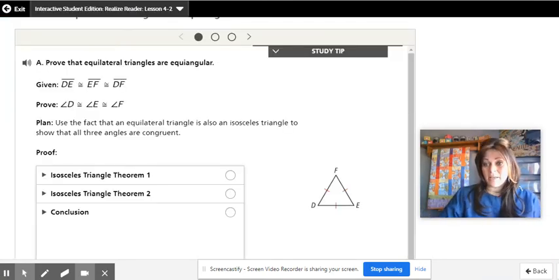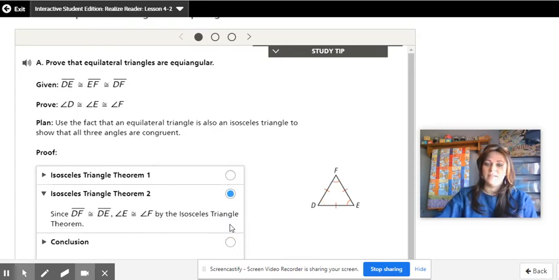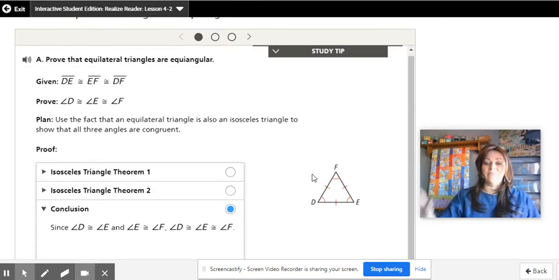Okay, this theorem is going to explain what I just explained, that if the side lengths are the same, the angles are the same. So by the isosceles triangle theorem, DF and EF are congruent. Therefore, these angles are congruent. And DF, DE, if these side lengths are the same, then those angles are congruent. And by the transitive property, if they're all congruent to the same thing, they would be congruent to each other. So the conclusion is, if the three side lengths are the same on a triangle, the three angles are congruent on that triangle.